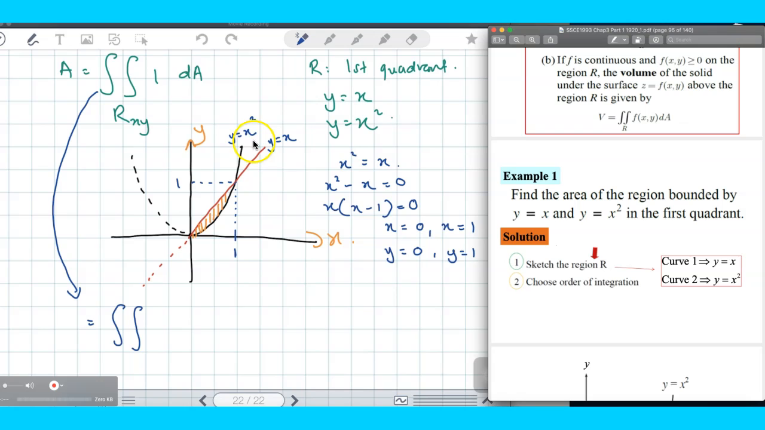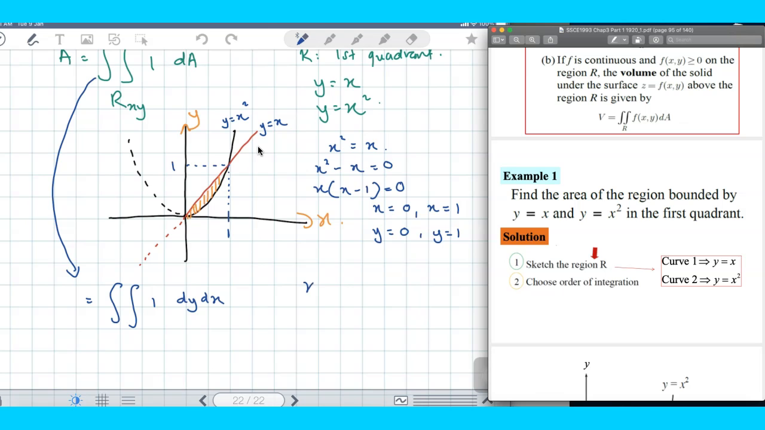I don't want x to be a function because here I have y equal to x squared. If I want x to be a function, I have to rearrange this and then deal with the square root. But it is up to you, the answer will be the same. So now I choose dy dx, so x is constant and y is the function.